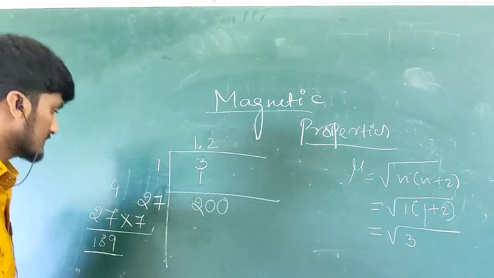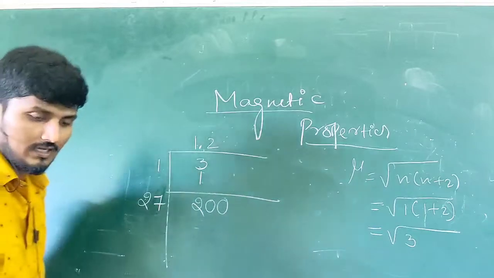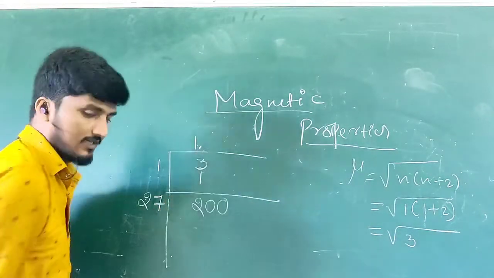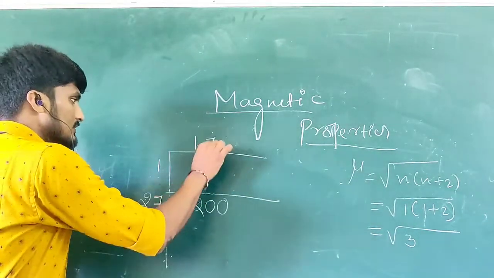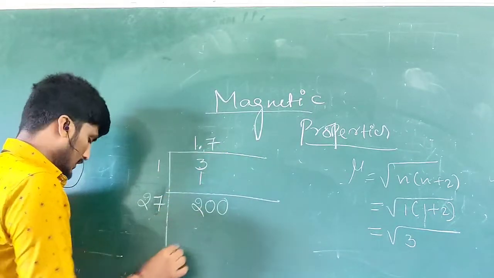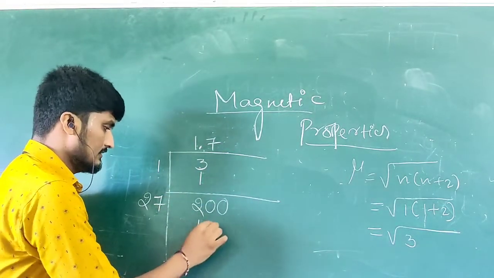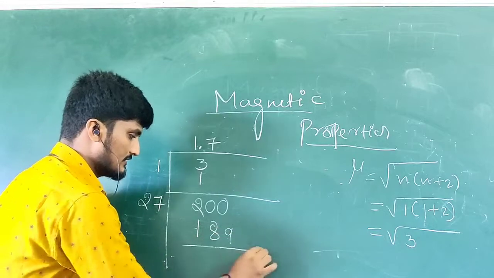So I have taken the 7 over here, and here also I need to write 7. So see, children, how much did I get? 189. So what is the remaining? 11.